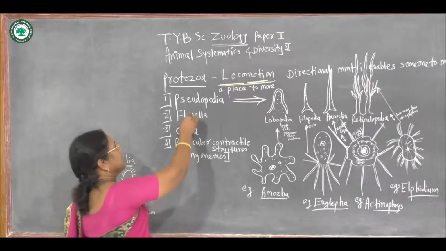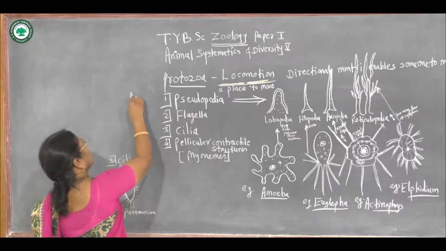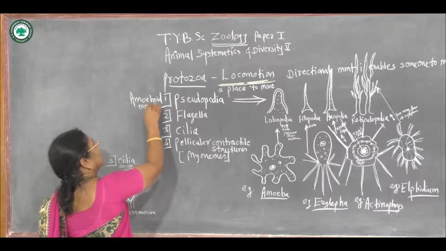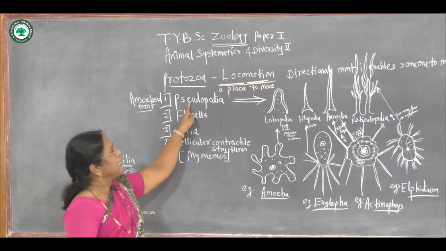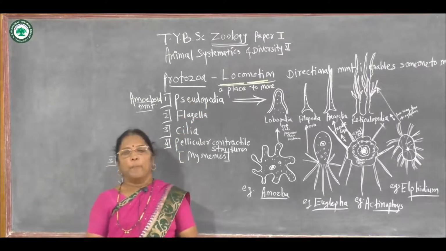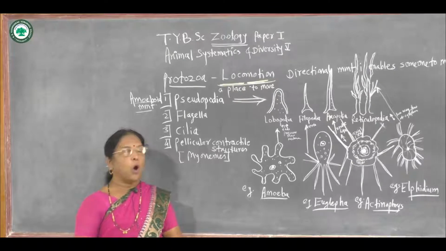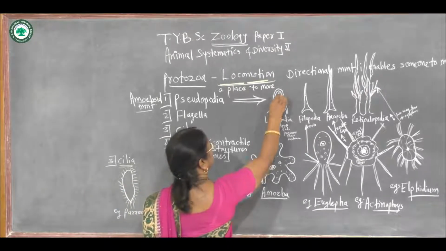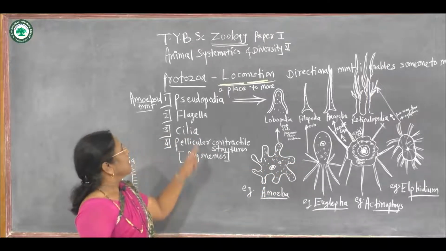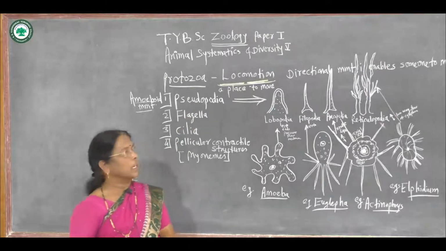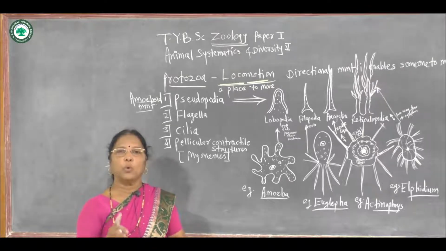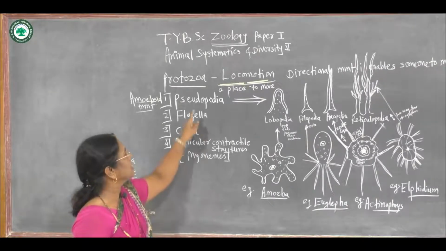It is also called amoeboid movement. This amoeboid movement is exhibited by pseudopodia, and pseudopodia are formed by the streaming flow of cytoplasm, like this. These are not true locomotor organelles. These are false feet. False feet means they are temporary locomotor organelles of some protozoans.